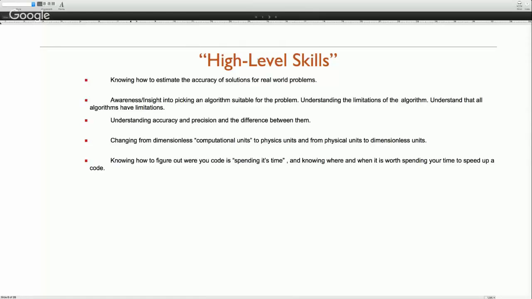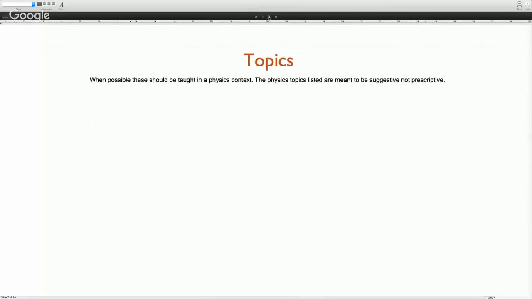I want them to understand both accuracy and precision and what the difference is between them. And I want them to know how to go from dimensionless computational units to physical units and back and forth. And I also want them to know, when it comes time to write code that is fast, how to figure out where the code's spending its time, and thus where they should be looking to speed up the code and where it doesn't matter. So these are kind of the high-level things that I think are really important, and I may have missed some things, and I would welcome comments and suggestions for skills that I may have missed.